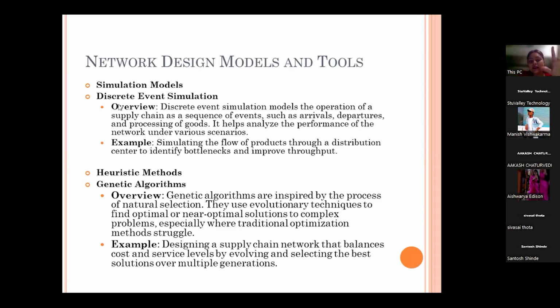Like the example, simulating the flow of products through a distribution center to identify the bottlenecks and improve the throughput. There are many warehouses or third party warehouses that different companies are using. So if we need to deliver some product from one part of the country to a different part, which third party warehouse will they use to deliver the product in one go, and then that warehouse will go to the different.